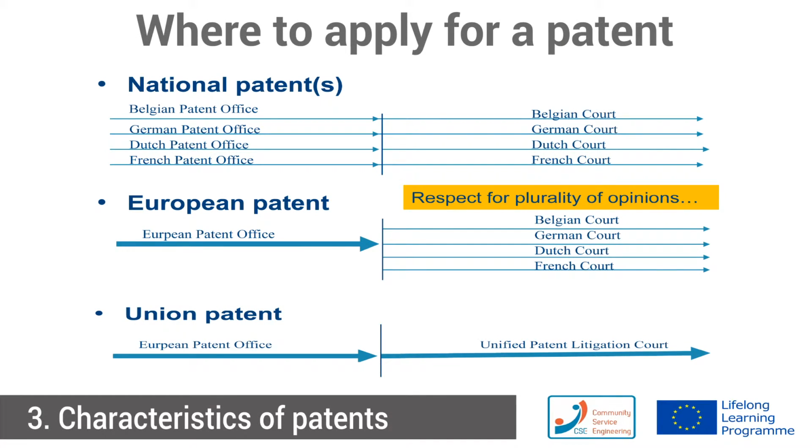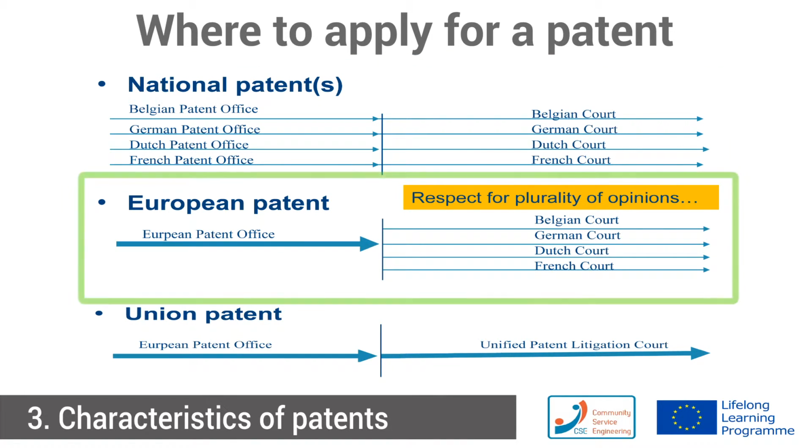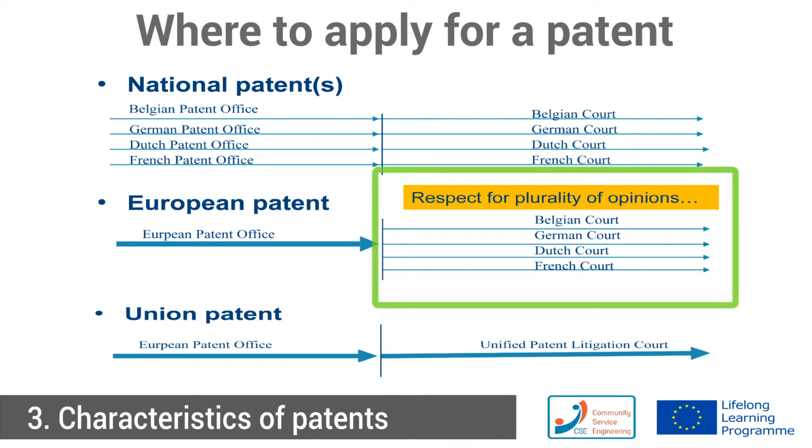You can apply for a patent at a national or at a European level. For a national patent, you need to go to the national patent authorities. For a European patent, you go to the European Patent Office. And the moment your patent is granted at the European Patent Office, it falls apart into different national patents. And when a party infringes your patents, this will be dealt with at national patent courts.